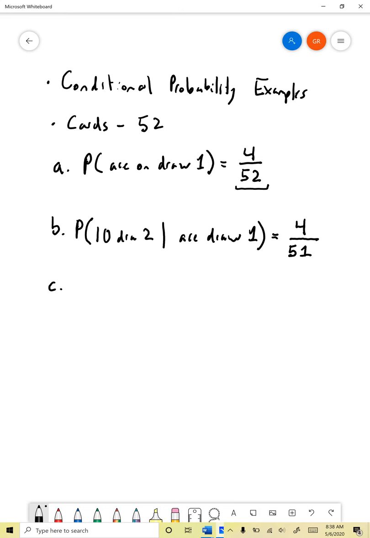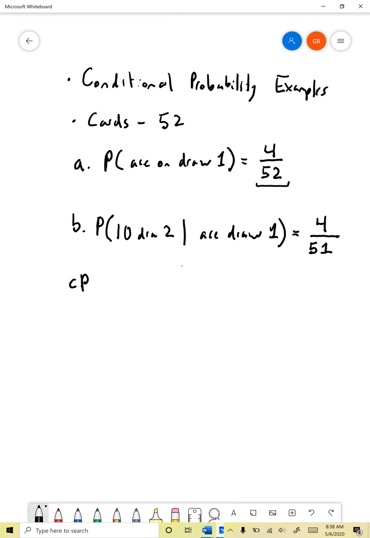All right. Next question. What's the probability that we would draw an ace on draw 1 and a 10 on draw 2? So we're asking for the probability of a conjunction. All right. So now we can use our conjunction rule. In particular, we can use the general conjunction rule here.